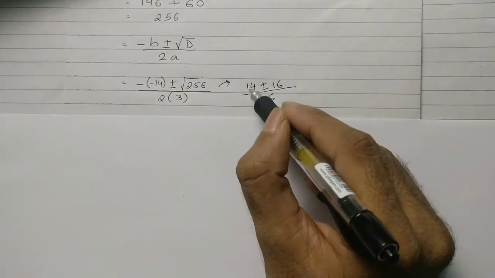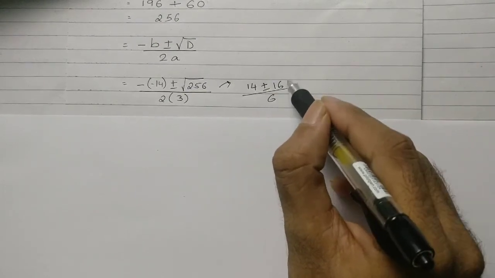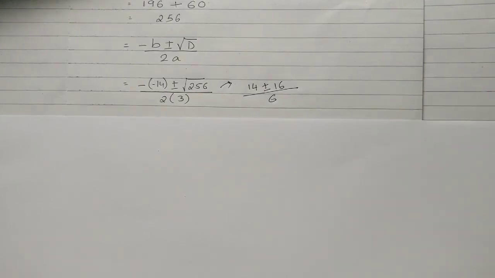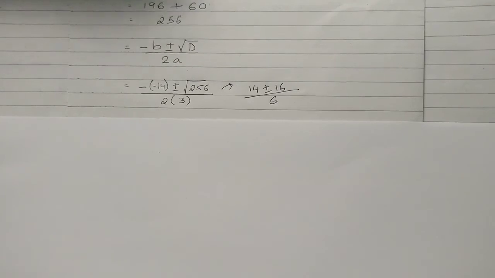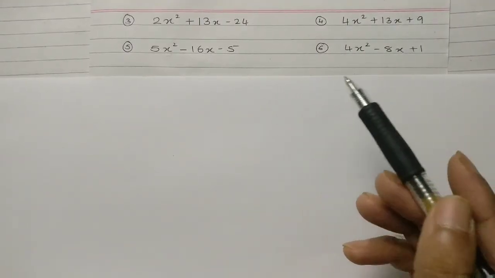So 14 plus 16 upon 6, or 14 minus 16 upon 6. You can calculate and write down that answer in the comment section for me. And if you have understood this method of the quadratic formula, you can try these problems for practice.